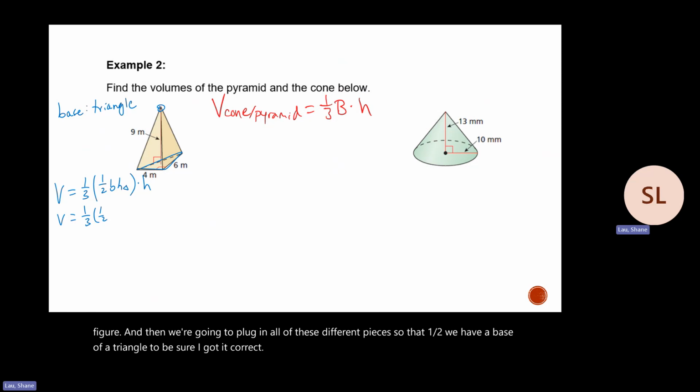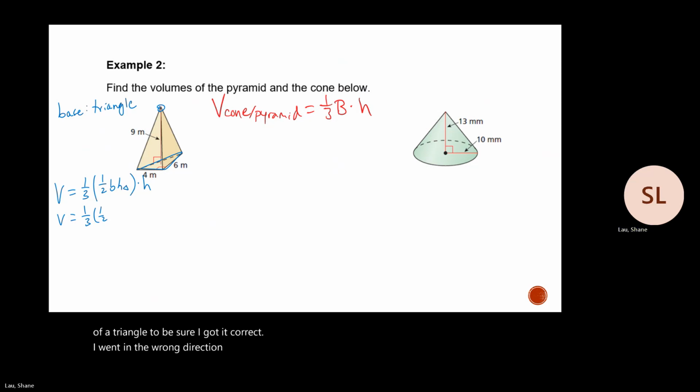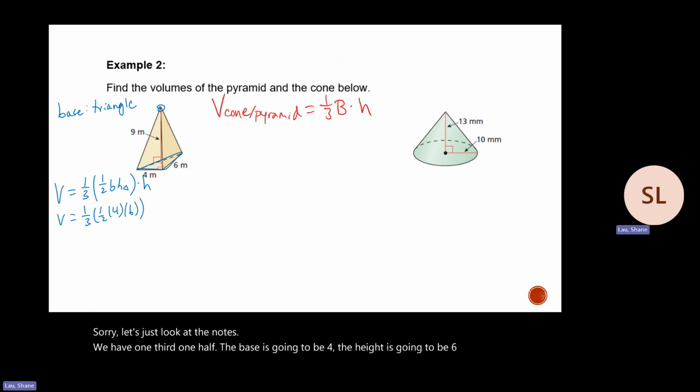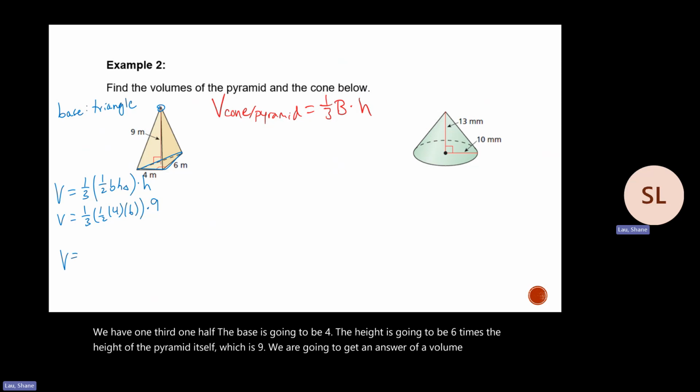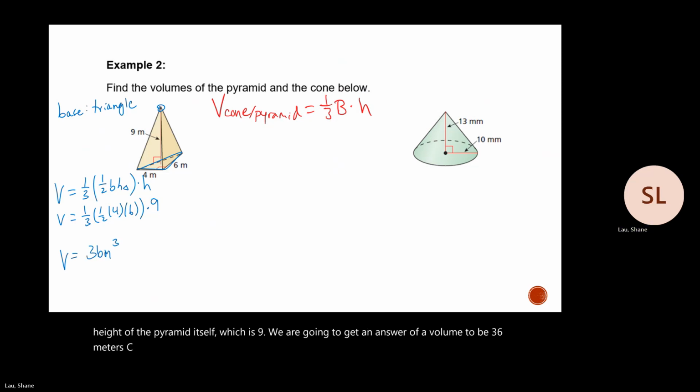Oh, I'm going in the wrong direction. Oopsies. Sorry, I'm just looking at my notes. We're going to have 1/3, 1/2. The base is going to be 4. The height is going to be 6, times the height of the pyramid itself, which is 9. We are going to get a volume of 36 meters cubed.